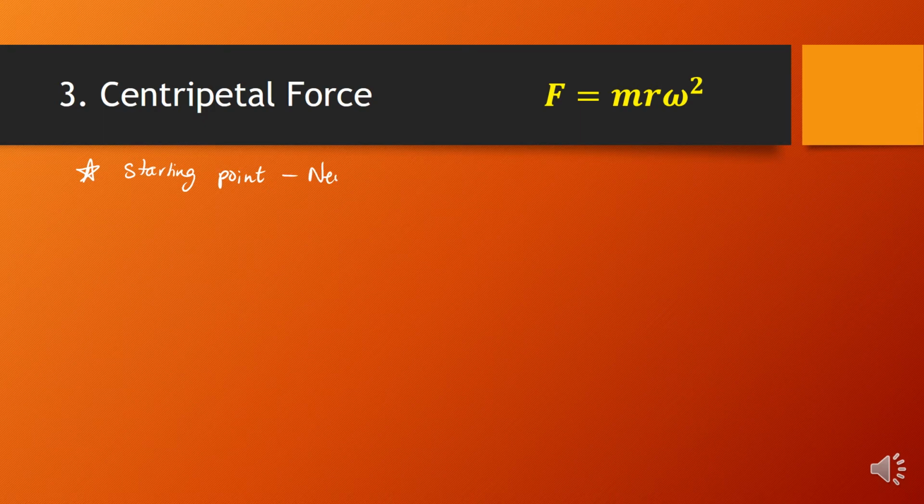So I'll just say Newton's second law, which is of course F equals ma. And from the previous derivation, since a is equal to r omega squared, we can simply substitute for a in F equals ma, and we can say that F equals m r omega squared, and that's job done.